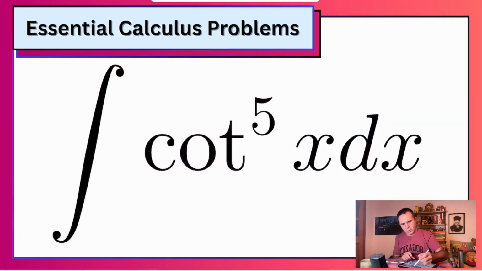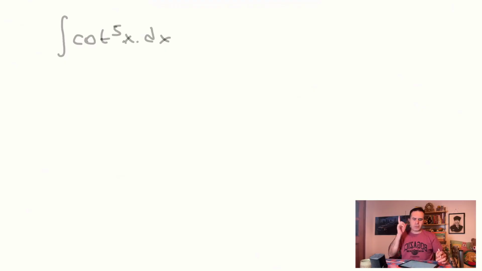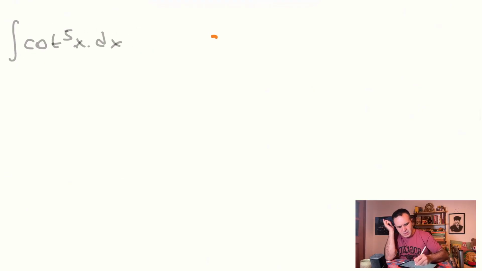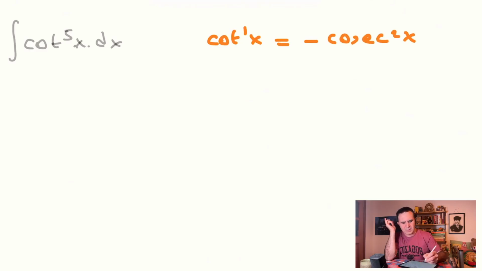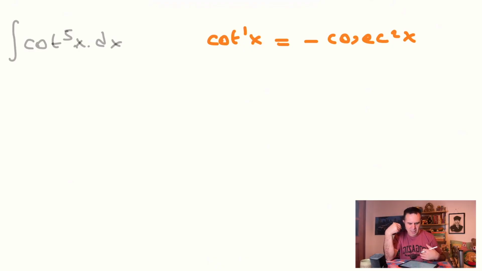And in this lecture, we will solve the integral of cotangent to the power of 5x dx. While solving such an integral, you should first remember that the derivative of cotangent x is equal to minus cosecant square of x. If you cannot remember this, you should write cotangent x as cosine x over sine x and take the derivative using the quotient rule. Okay.